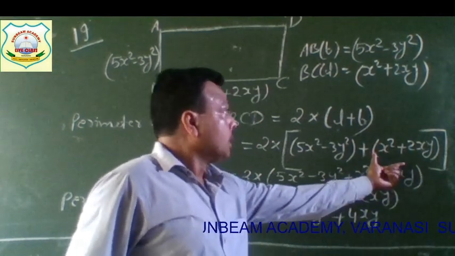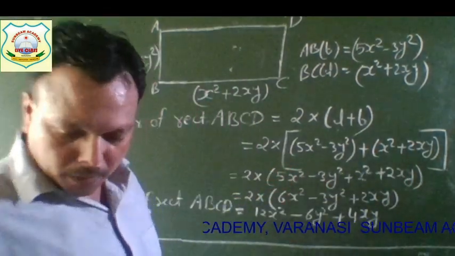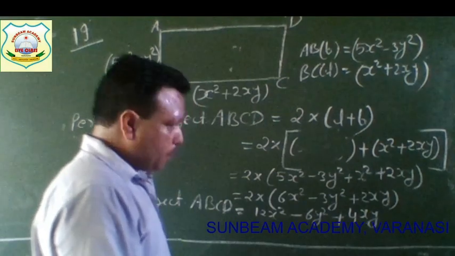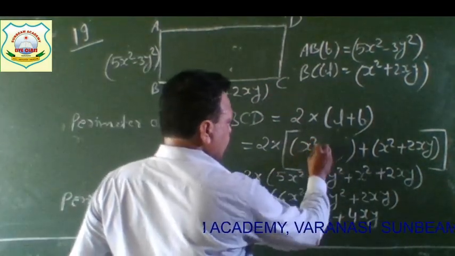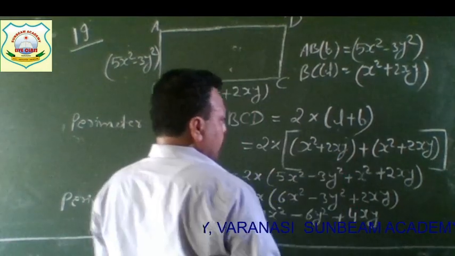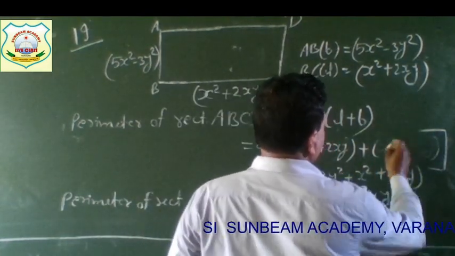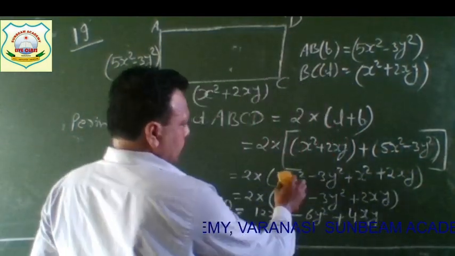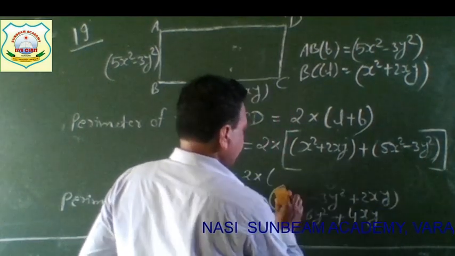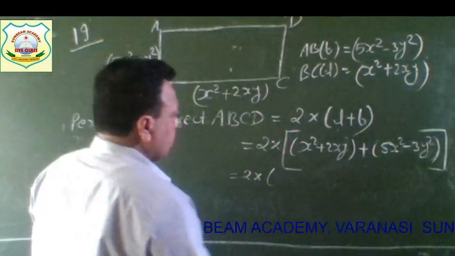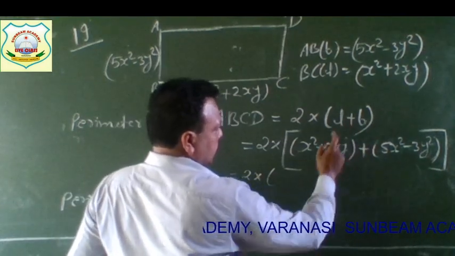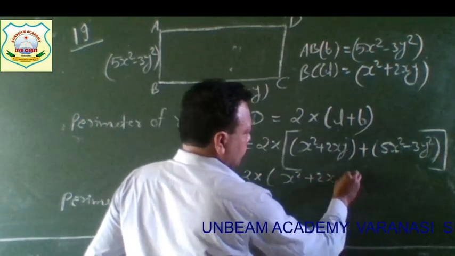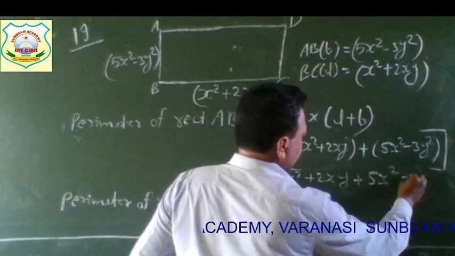Okay students, I think the length should be here. Yes, the length should be on this side, because we wrote the length first of all. So we will write x square plus 2xy here, and in this place we will write 5x square minus 3y square. So we only change the place of the length and breadth values. Now open the bracket: x square plus 2xy plus 5x square minus 3y square.